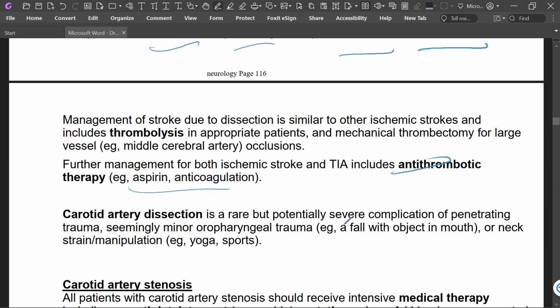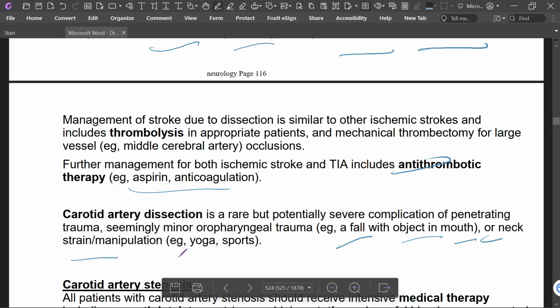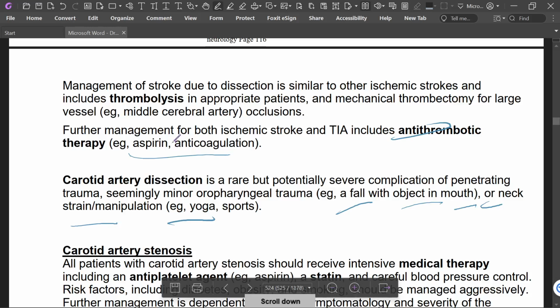Carotid artery dissection is a rare but potentially severe complication of penetrating trauma, seemingly minor oropharyngeal trauma or a fall with an object in the mouth, or neck manipulation, yoga or sports.